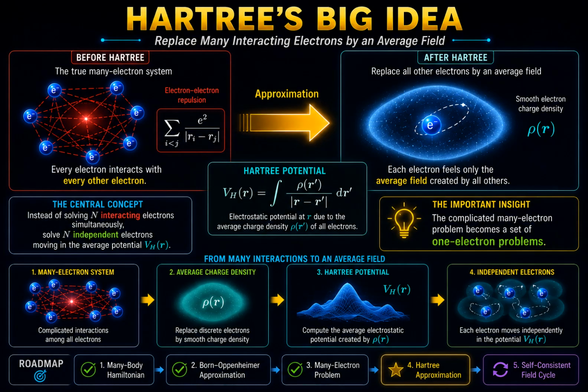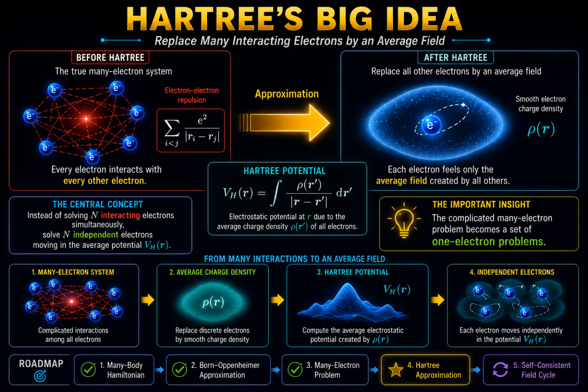Hartree proposed a remarkably simple but powerful idea. Instead of considering every electron interacting with every other electron individually, he suggested replacing all these interactions with an average electrostatic field. In other words, each electron moves in the average field generated by all the other electrons. This transforms the complicated many-electron problem into a collection of independent one-electron problems.